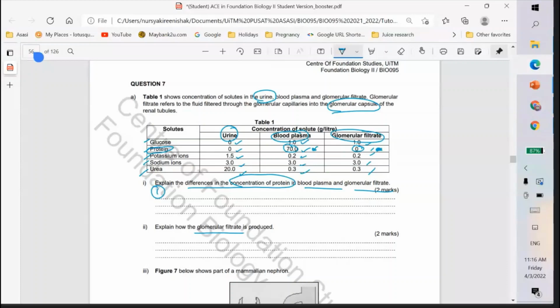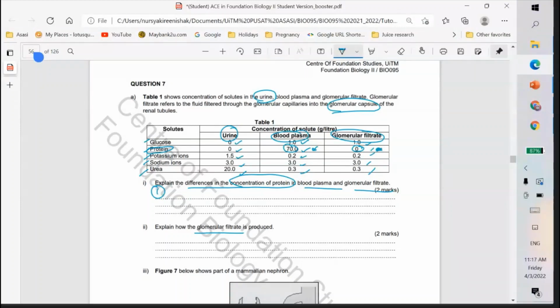Through the process, untuk itu baru 1 markah. High pressure tadi tu. Process what? The process of ultrafiltration. Okay, so dapatlah 2 markah. Okay. So I repeat again. For this question, explain how the glomerular filtrate is produced.